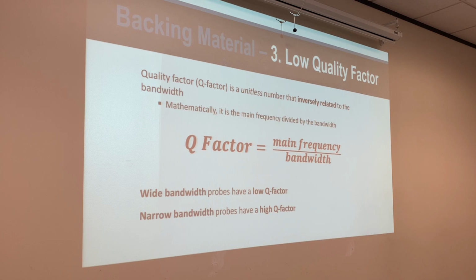And the Q factor, guys, I guarantee the Q factor is going to be on the boards. I guarantee it, like Mac used to say. Q factor is the main frequency divided by the bandwidth. Because Q factor is inversely related to the bandwidth, that's one way to always remember it. The bandwidth is always going to be at the bottom of the fraction, which lets you know that it's inversely related.